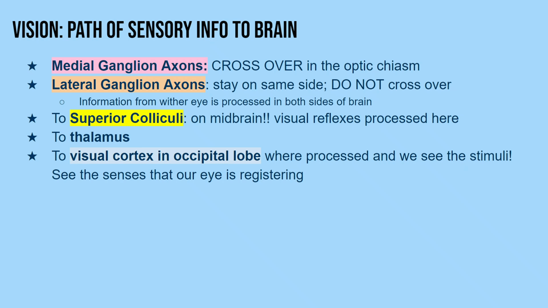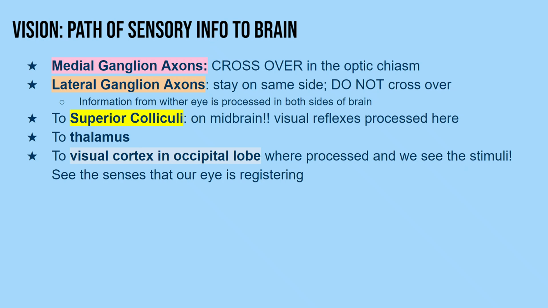Okay, back to the path of sensory information to the brain. So there are two neurons that sense the information from your eye that are sending the information back to your brain. The medial ganglion axons cross over in the optic chiasm. So the axons that are receiving information from the middle part of your eye cross over, whereas the lateral ganglion axons stay on the same side and do not cross over.